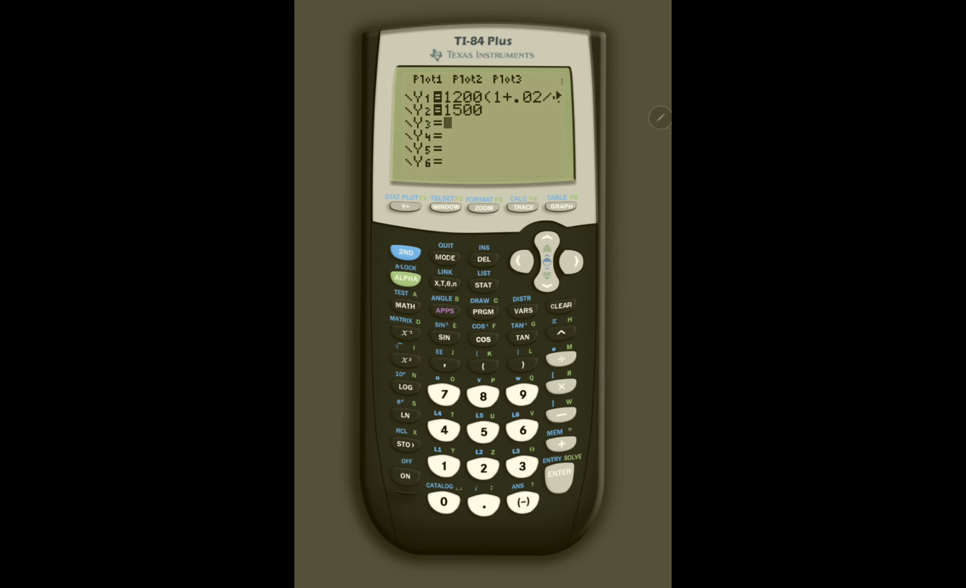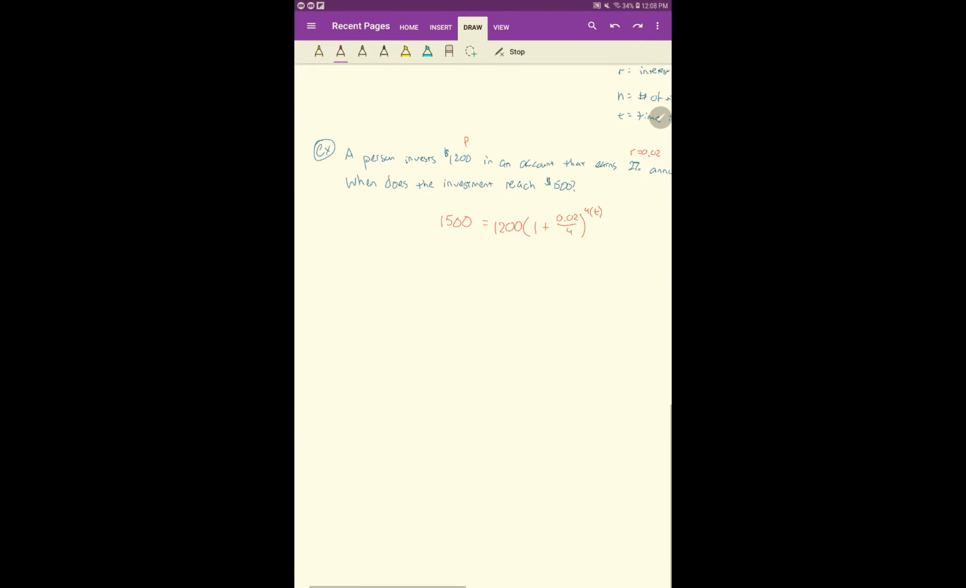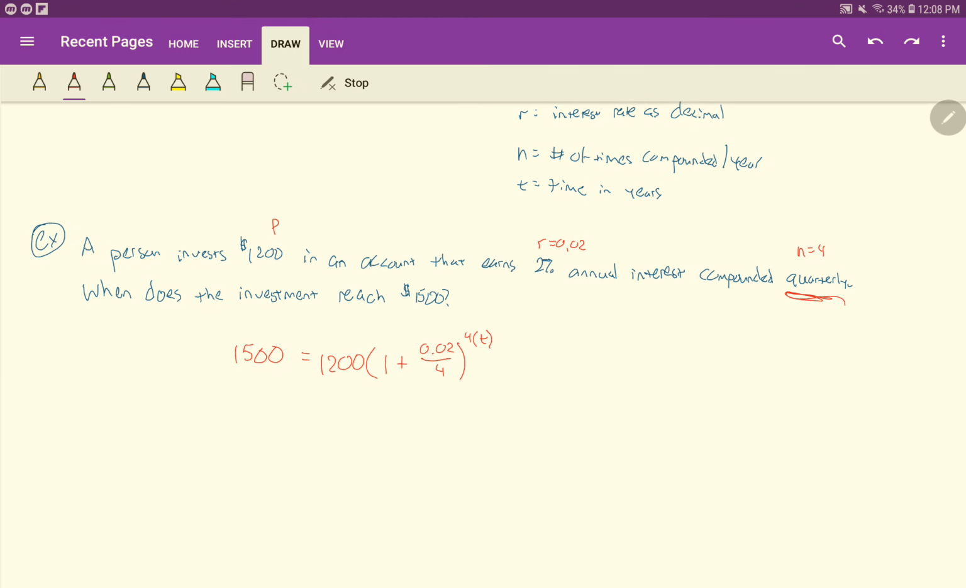And we'll graph this. I'm not going to adjust my window here. I think it's going to be big enough that I won't need to. Yep, I can see that point of intersection perfectly. So second trace, go down to intersect, move your cursor down to that point of intersection, hit enter 3 times, and voila. After about 11.2 years, we'll say, and I'm using the squiggle equal sign because we're approximating. Okay, and so there it is.